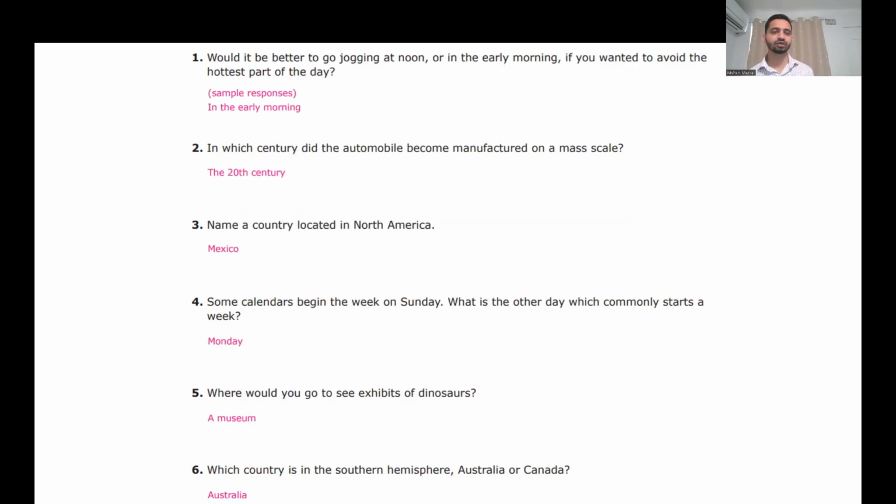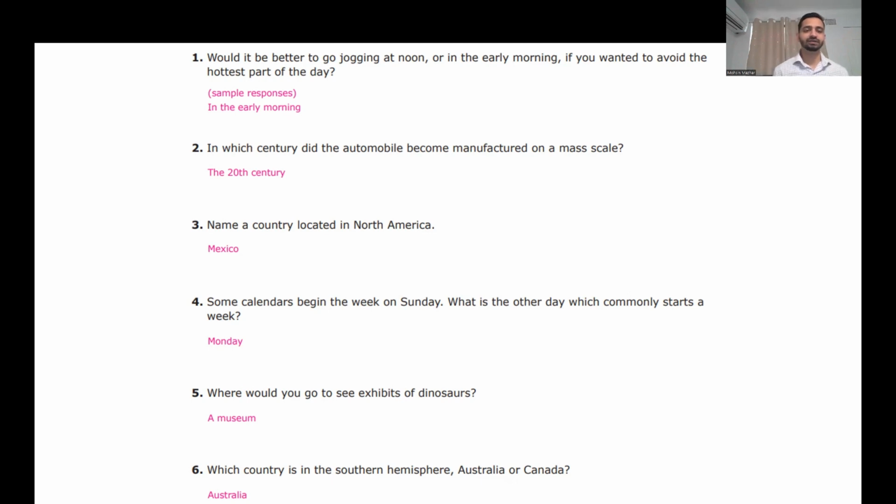So the first one, would it be better to go jogging at noon or in the early morning if you wanted to avoid the hottest part of the day? Sample answer is in the early morning. It comes from the question itself. You can see it's giving you 2 options, at noon or early morning. Obviously, at noon the sun is above your head and it could be really hot. So you use some common sense and logic, and that will help you.